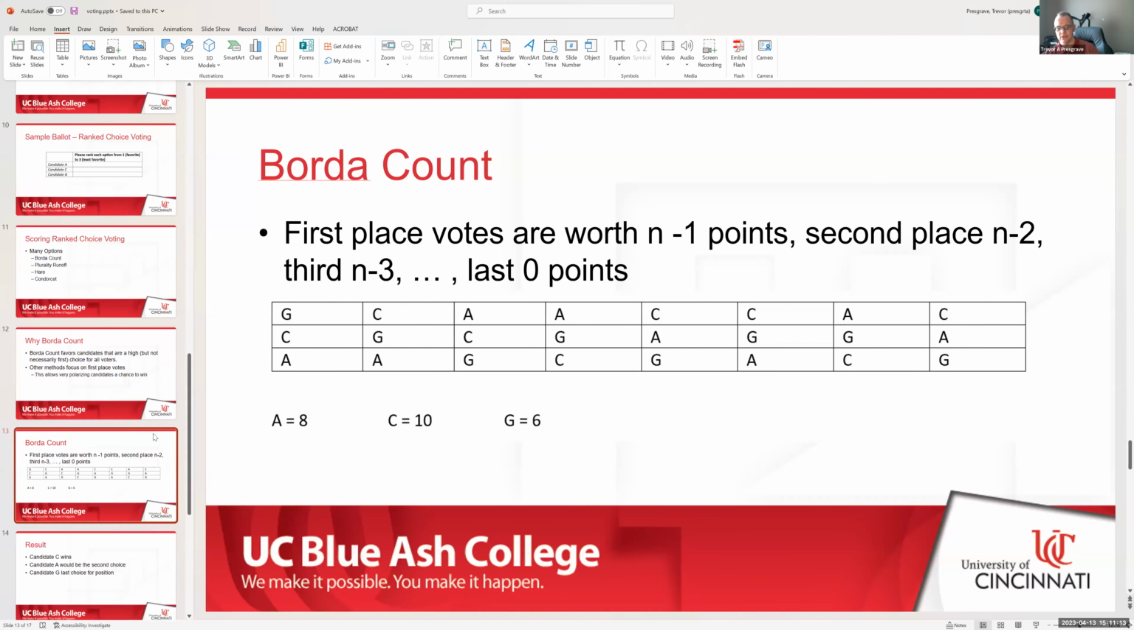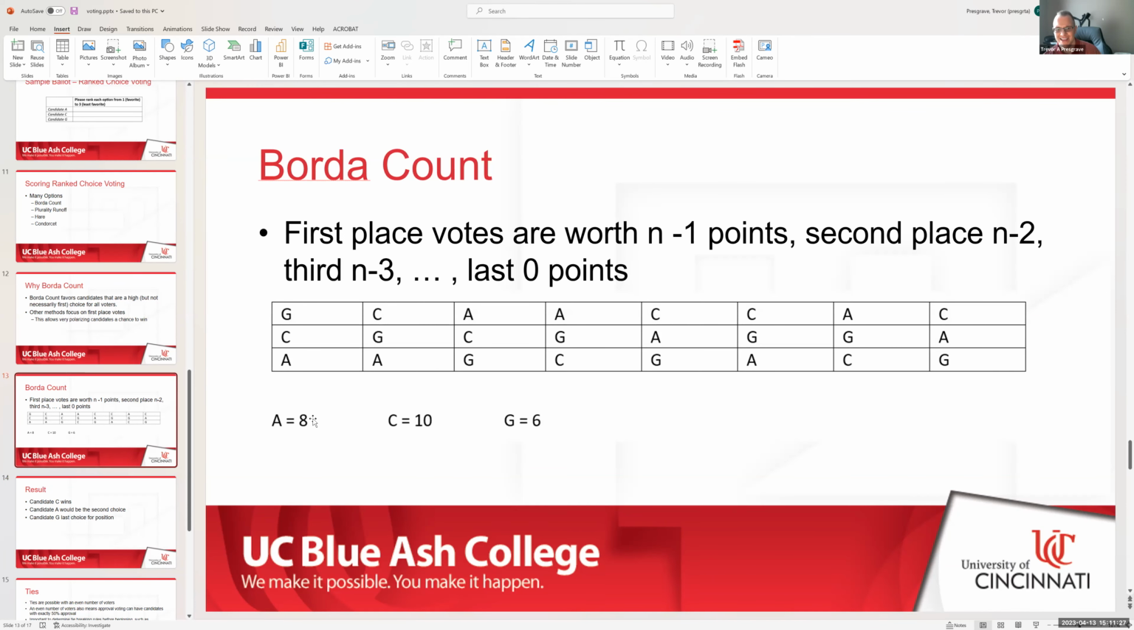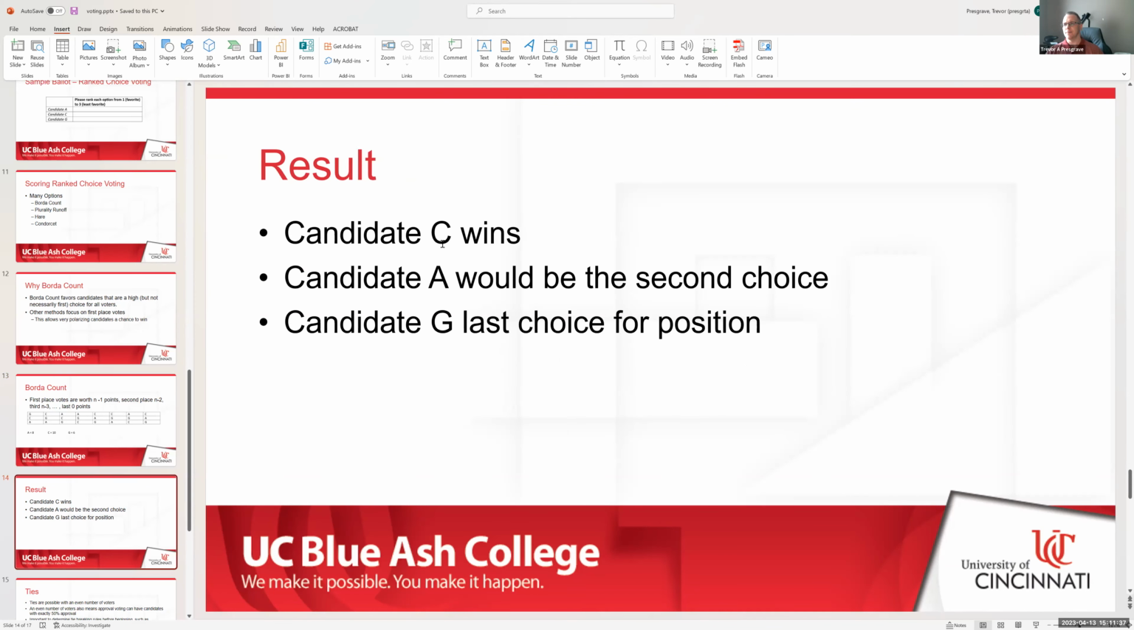So what this tells us is that candidate C wins the election, so to speak. They are our top candidate for the job. But what this also tells us is that our second choice, the second most supported person, is candidate A, followed by G. So basically, you could submit a recommendation that we would like to hire candidate C. If they decline, we would like to go to candidate A. And lastly, G is our last acceptable candidate.